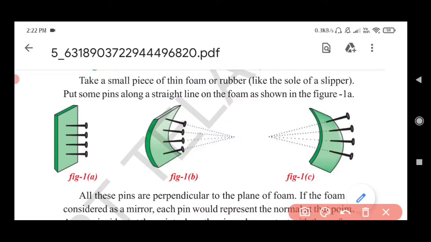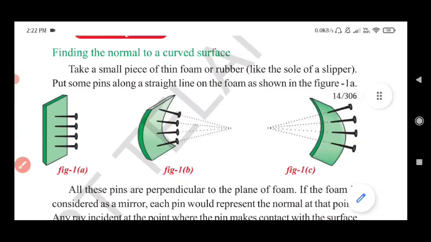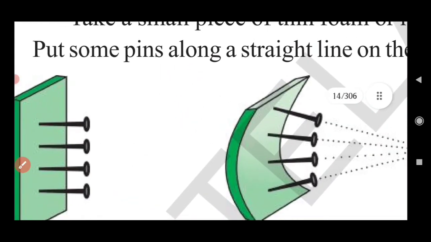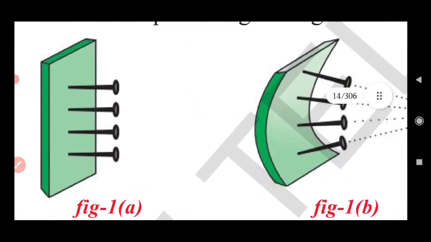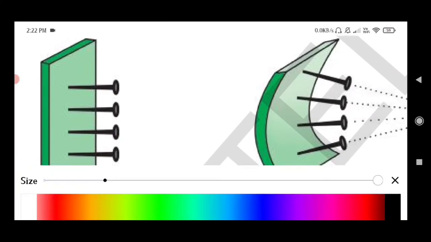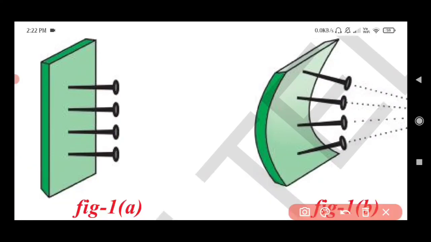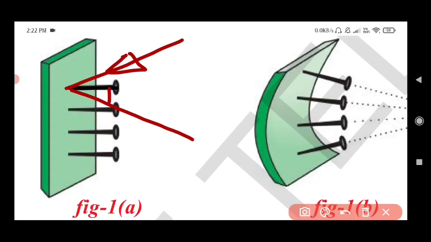So let us suppose that each pin is representing a normal. So if this is a normal, suppose, so let me zoom the picture. Yeah, so if suppose this is the normal, and an incident ray is falling here, I'm representing it with the arrow. So with the same angle it will go outward, isn't it?